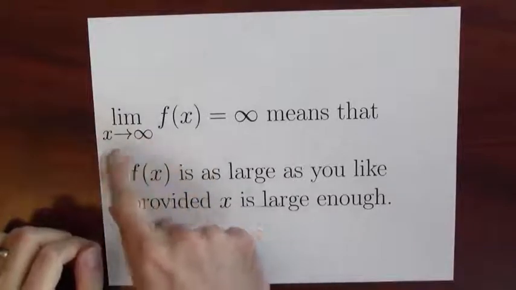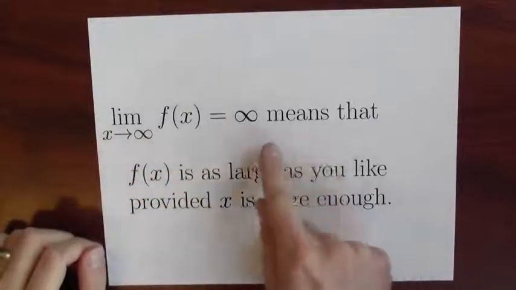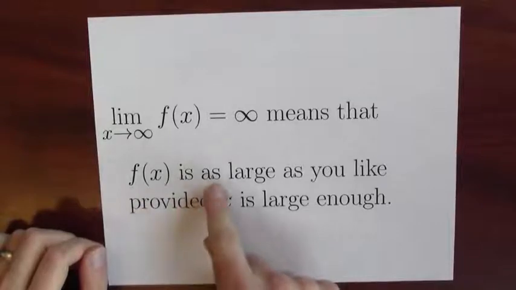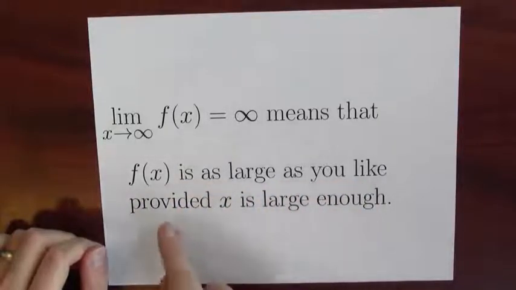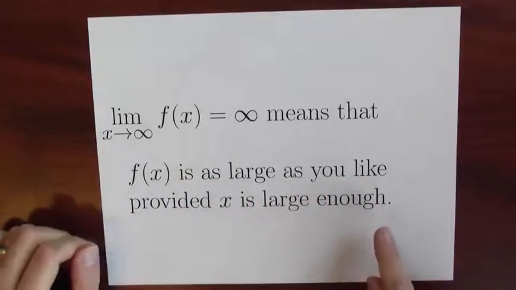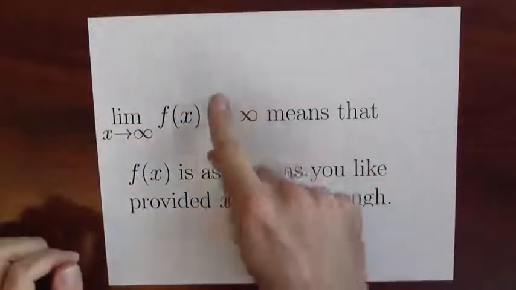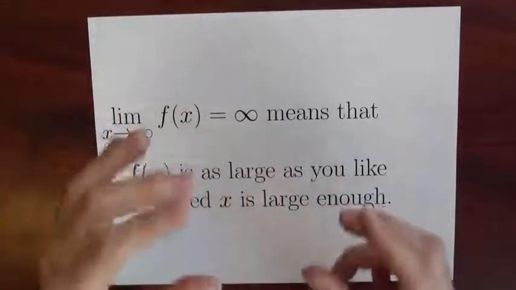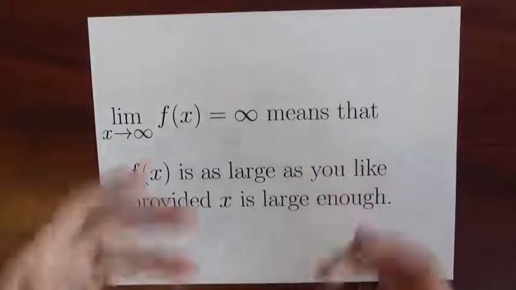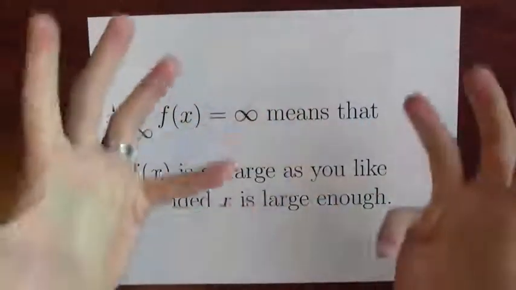The limit of f of x as x approaches infinity equals infinity means that I can make f of x as large as you want it to be, provided x is large enough. Consistently, when we're talking about infinity in limits, we're never actually talking about a specific value. We're just talking about a value which is as big as you want it to be. Let's go do an example at the blackboard.